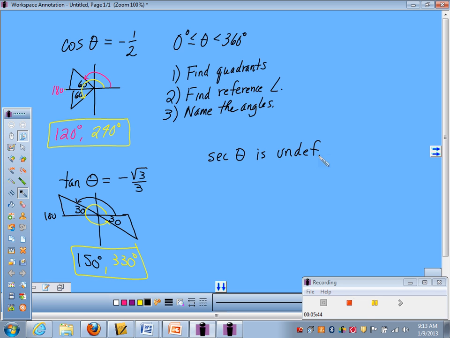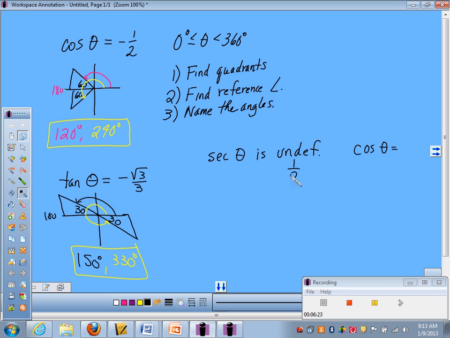So I want to know where secant is undefined. First of all, if you see zeros, ones, or undefined, you should think I'm on a quadrant line, unless it's tangent, because tangent is 1 at 45. Otherwise, if you see 0, 1, or undefined, you think, I'm sitting on a quadrant line. If secant's undefined, secant's the reciprocal of which trig function? Cosine.